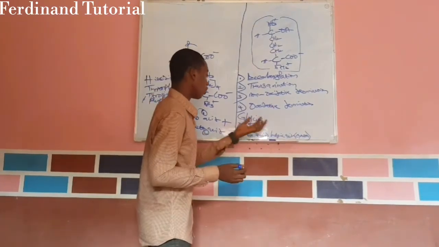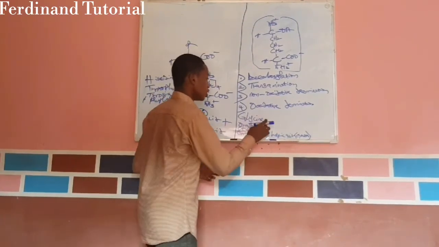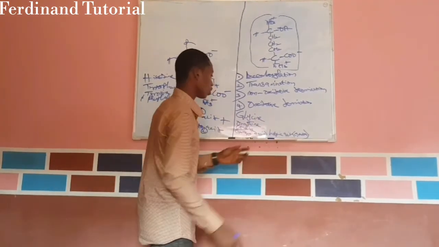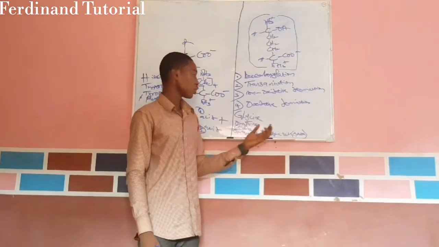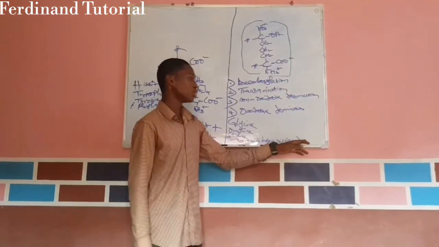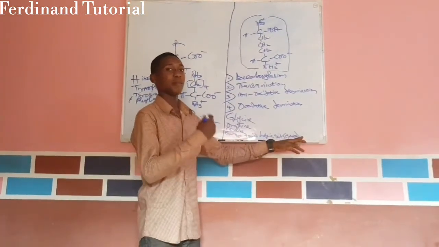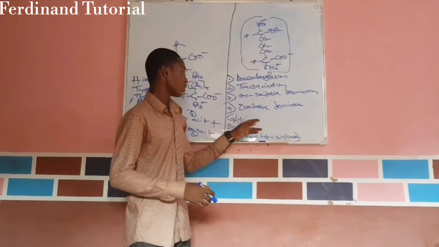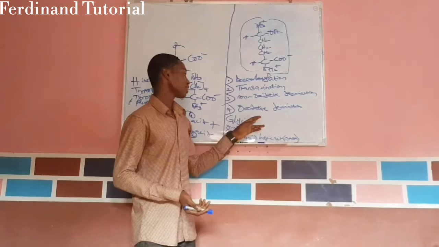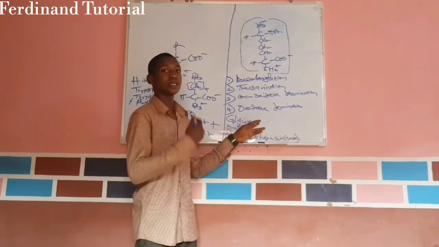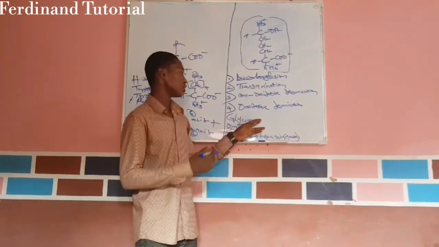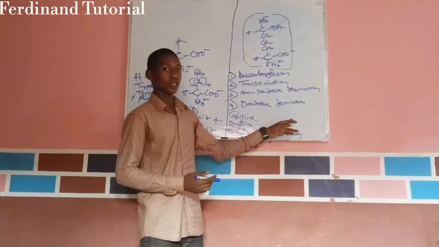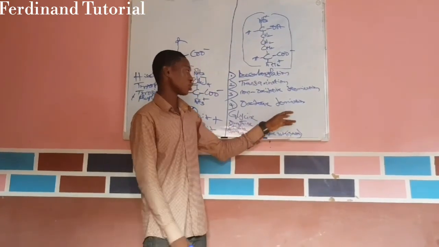Ornithine is used for urea biosynthesis. Citrulline is also used for urea biosynthesis. Gamma amino butyric acid is an amino acid that acts as a neurotransmitter. Glycine is an amino acid that serves in conjugation or detoxification reactions.